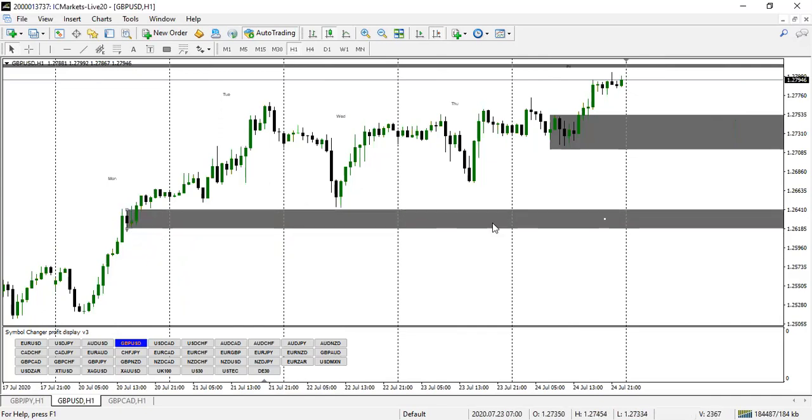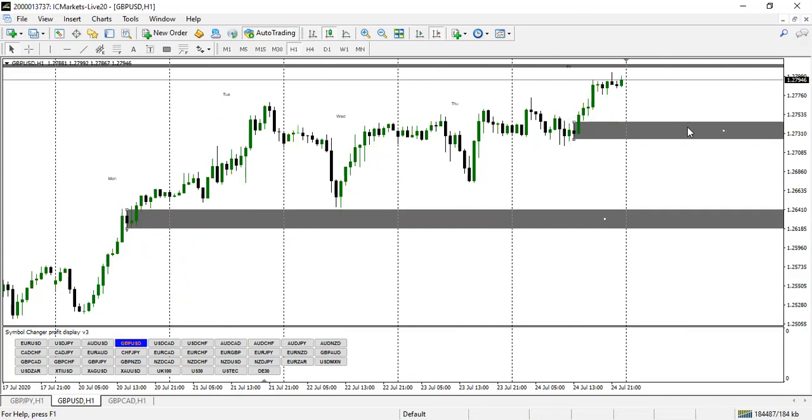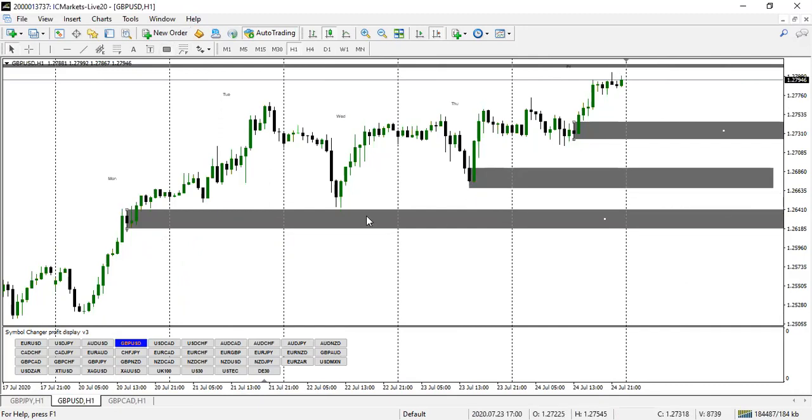on the 1 hour time frame, this can be a buying zone for us. The market will pull back to this zone for us to buy, or this particular area here. So this particular zone is a 4 hour zone for us to buy. Then this is our 1 hour zone for us to buy.